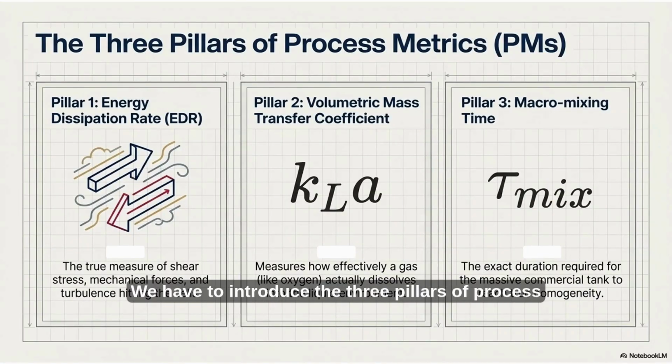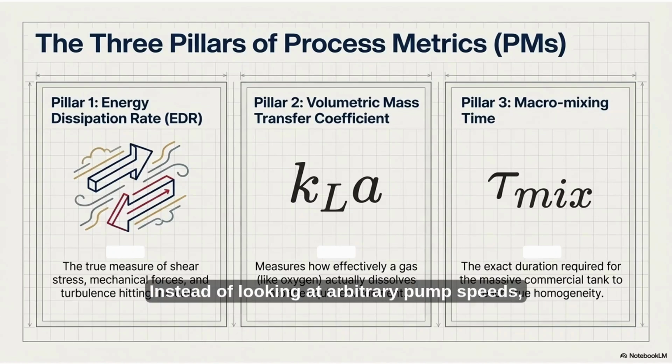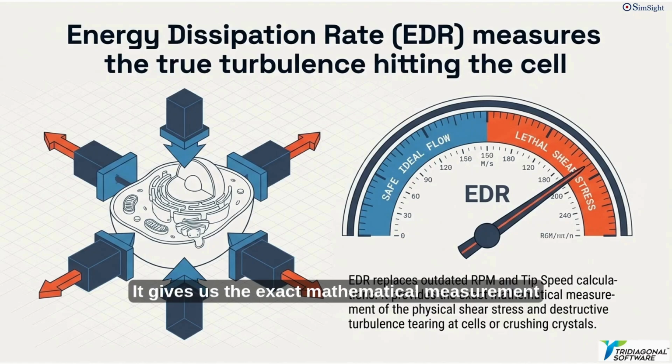We have to introduce the 3 pillars of process metrics, or PMs. Instead of looking at arbitrary pump speeds, we look at what the actual cells feel. That means focusing on EDR, KLA, and tau. Pillar number 1 is energy dissipation rate, or EDR. This completely replaces outdated RPM and tip speed calculations. It gives us the exact mathematical measurement of the physical shear stress and the destructive turbulence that's actually hitting the cell.